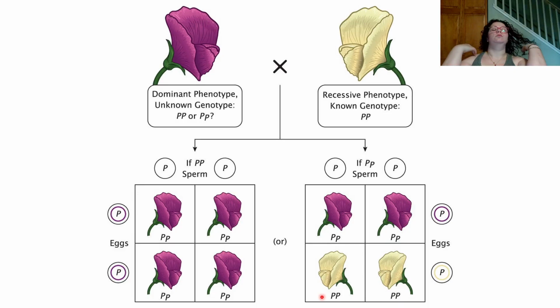Now, this concept is trying to identify what you would expect to happen if you didn't know the genotype of a dominant parent and you wanted to find out. So how could you deductively reason this? How could you work backwards?